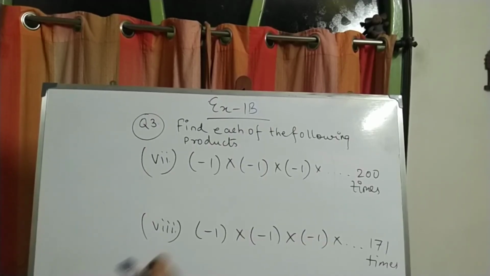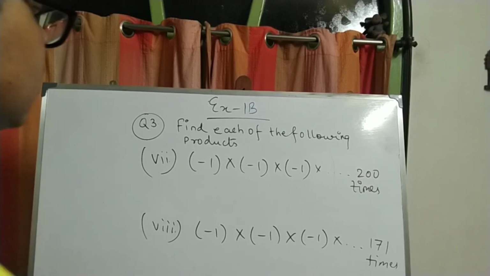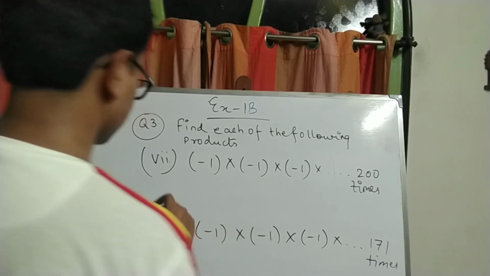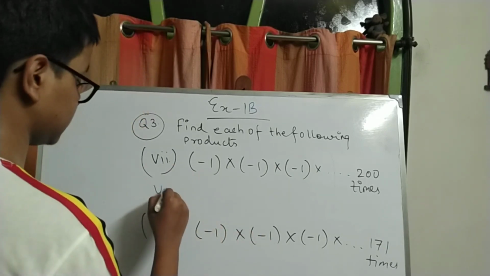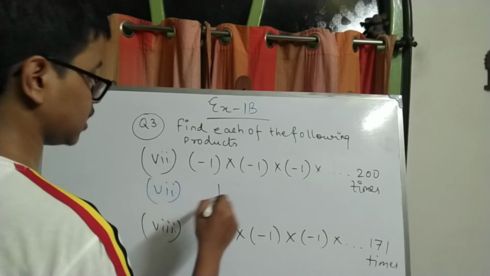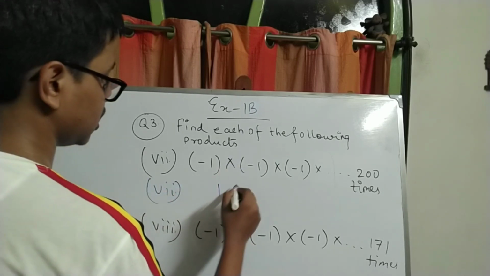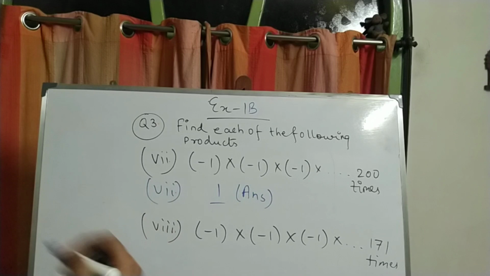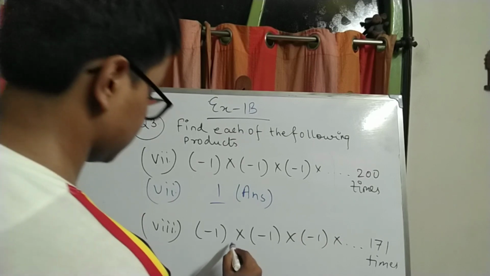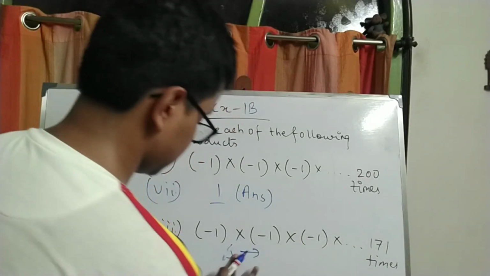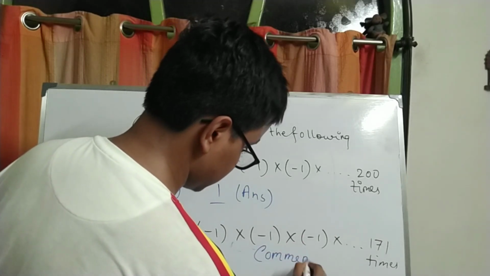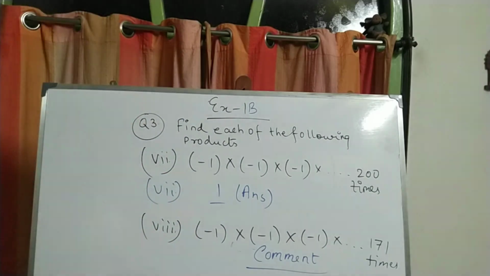Now I need to solve minus 1 minus 1 minus 1, like this I need to solve it 200 times. So if 1 is multiplied 200 times, it will be 1 only. And 200 is an even number, so it will be only plus 1. And minus 1 minus 1 minus 1, I need to solve it 171 times. So this answer I will not tell, you will comment this answer.